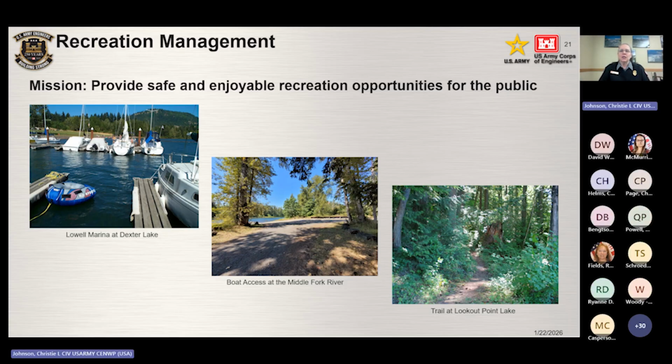Hello, my name is Christy Johnson. I'm the lead natural resource specialist for the Willamette Valley Project. I'm going to now provide some background on the existing resources at Fall Creek, Dexter, Lookout Point, and Hills Creek Lakes. And I'm going to start by talking about the recreation resources and how they're managed at each of the lakes currently. And then I'll talk about the environmental resources and the cultural resources. As I talk about the existing resources and how they're managed, think about how you'd like to see these resources managed in the future so you can provide us feedback on that.